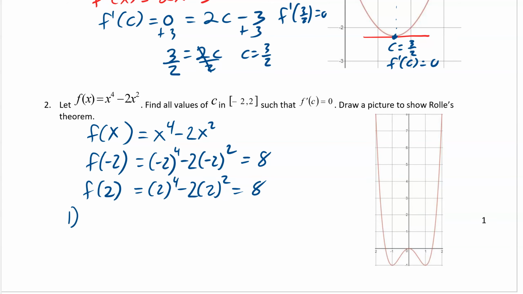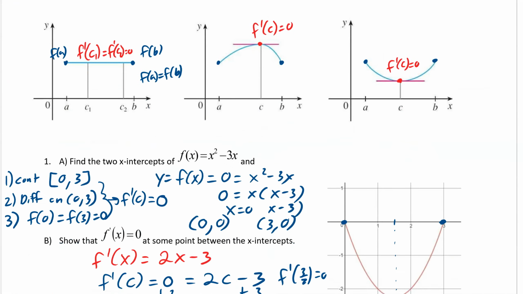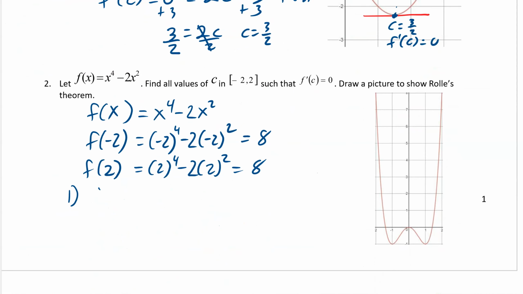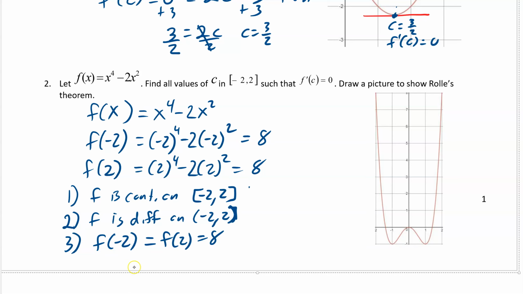So if we look at number 1, again, to go back, f is continuous on the interval. It's a polynomial. So f is continuous on -2 to 2. Number 2, it's a polynomial, so f is differentiable on -2 to 2. And then number 3, f of -2 is equal to f of 2. They both equal 8. So all 3 conditions are met.